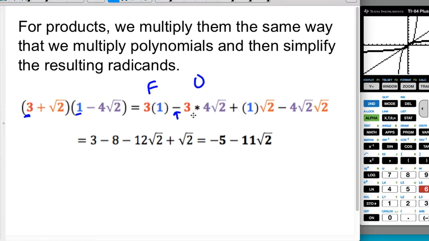Notice that you can only multiply things outside roots or inside, like things in roots get multiplied by things in roots, things outside roots stay with things outside roots. My inside is going to be a positive root 2 times the 1, and my last is going to be a root 2 times the negative 4 root 2. So 3 times 1 gives me a 3.